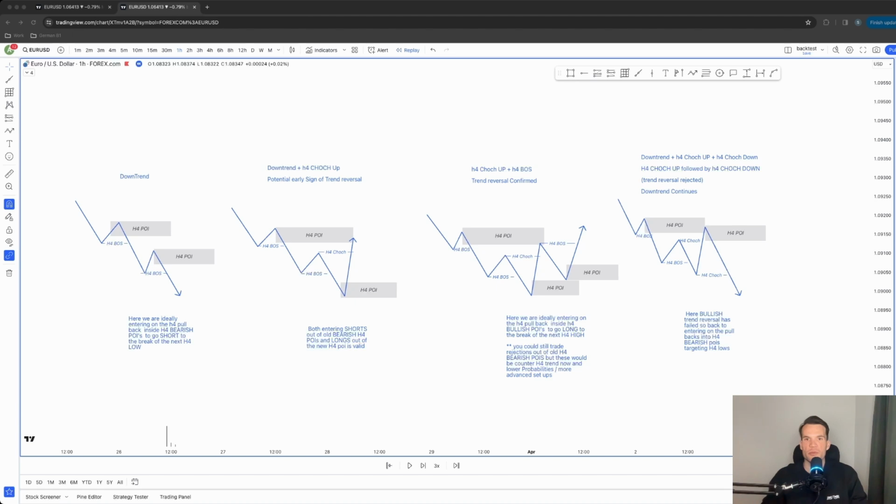Okay guys, let's jump into a bit of theory before we jump into the live charts. There are four setups with this strategy, based on the 4-hour market bias. We've got trending in a downtrend. We've got a downtrend that's had a CHoCH up. We've got a trend reversal where we've got a CHoCH up and a BOS. And we've got a CHoCH failure where we CHoCHed up and then CHoCHed back down. All of these can be done in a bullish scenario as well. They're exactly the same, just flipped on their head. Okay, let's go through each one of them.